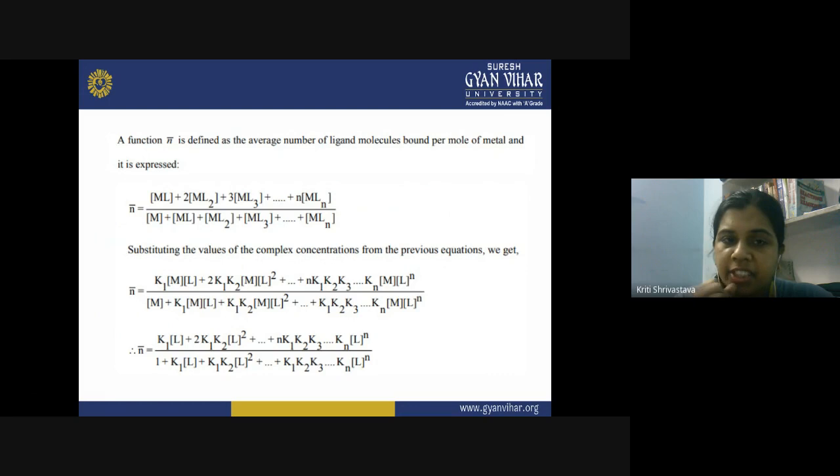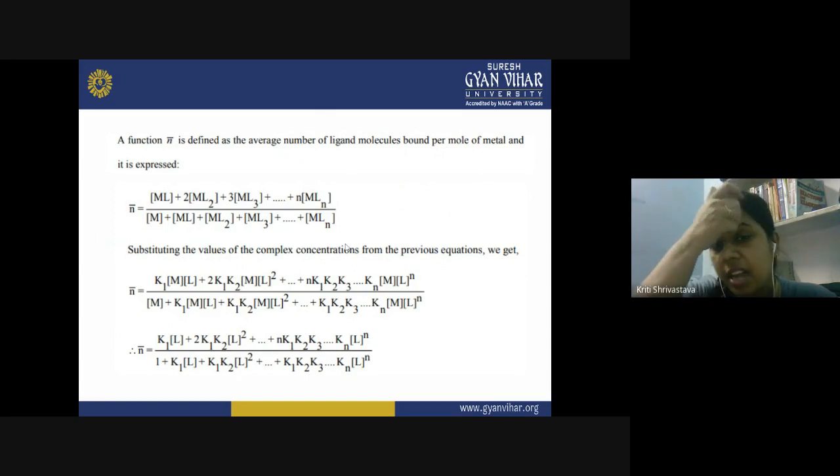Now, a function n bar is defined as the average number of ligand molecules bound per mole of metal, and how do you express it? You write n bar is equal to [ML] plus 2[ML2] plus 3[ML3], and it goes to n[MLn], divided by [M] plus [ML] plus [ML2] plus [ML3], and it goes to [MLn]. So n bar is the average number of ligand molecules bound per mole of metal.